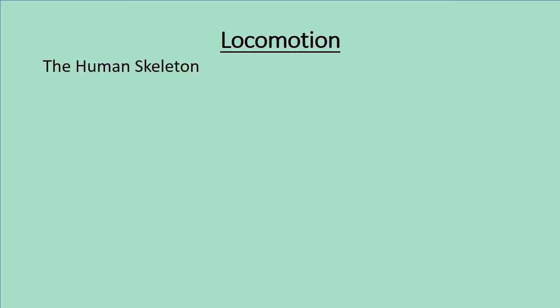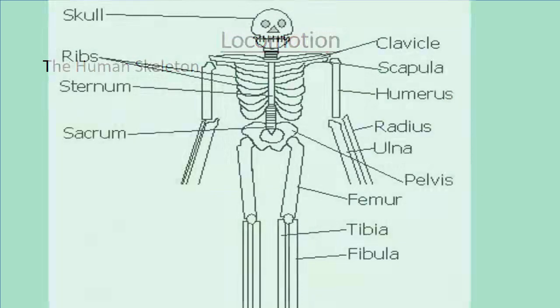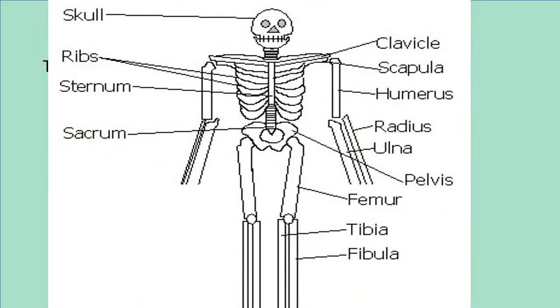Next, we take a look at the human skeleton. So this is our skeleton, whether male or female. These various bones of the human skeleton can be divided into different groups. The first big divisions are two. That is, all these bones can be grouped into two.